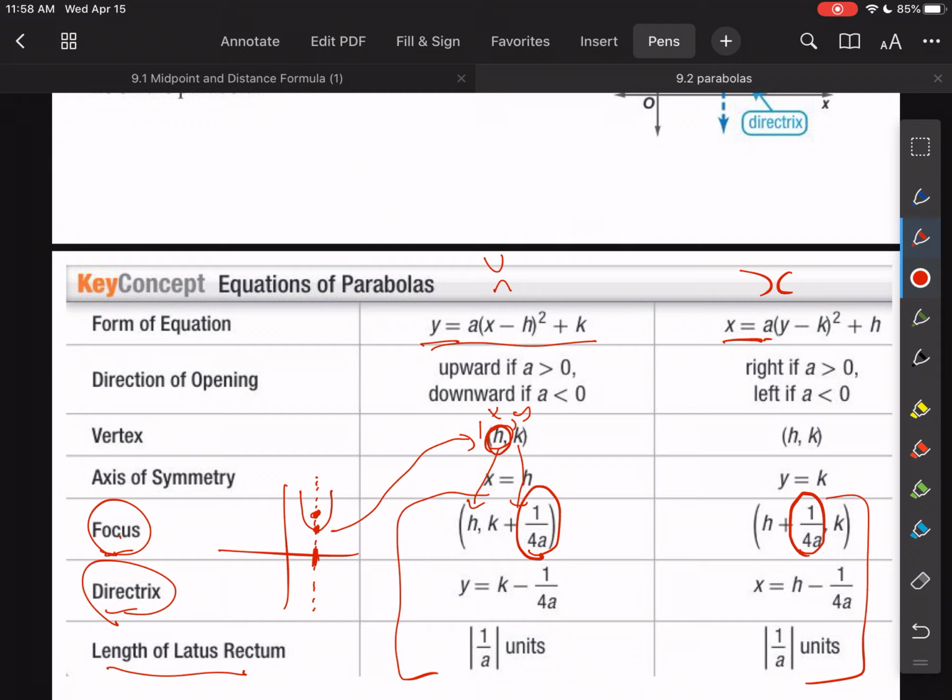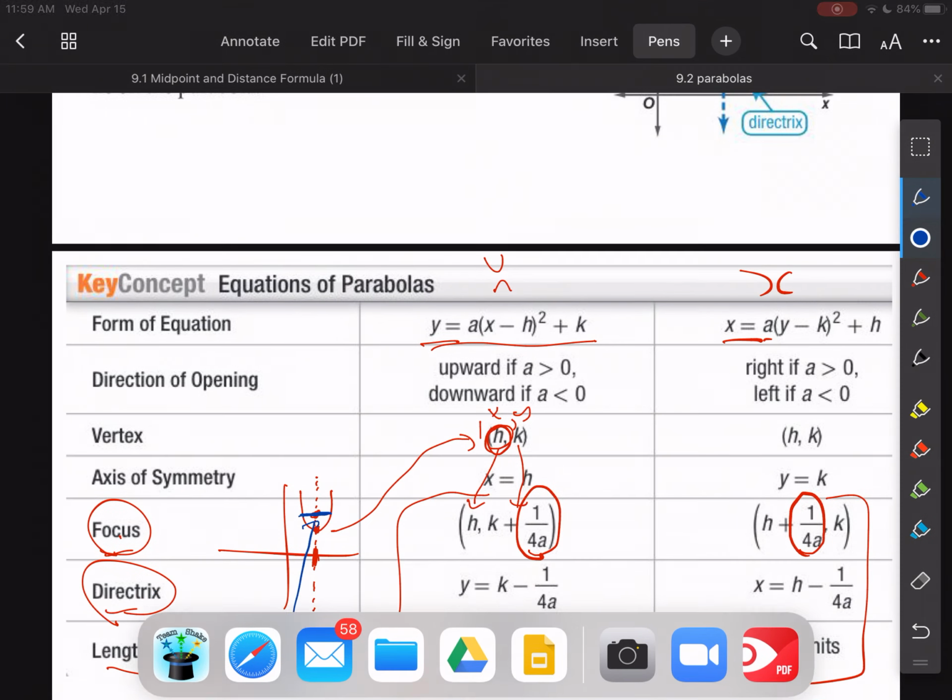The last thing I want to talk about is the length of the latus rectum. I know it's a funny name, but that value is the distance from one side of your parabola through the focus to the other side of the parabola. The latus rectum here is in blue. It helps us determine how fat or how skinny the parabola is. We will use it in the next couple of cases, so keep all that tucked away.